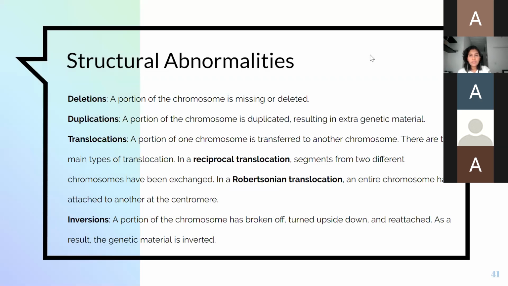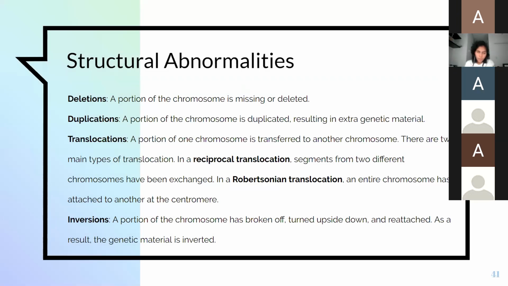And here are different structural abnormalities that can happen with chromosomes. So we have deletions, where a portion of a chromosome is missing or deleted, and this causes a loss of genes. And then you have duplication, where a portion of a chromosome is duplicated or made extra, and hence you have extra genetic material.